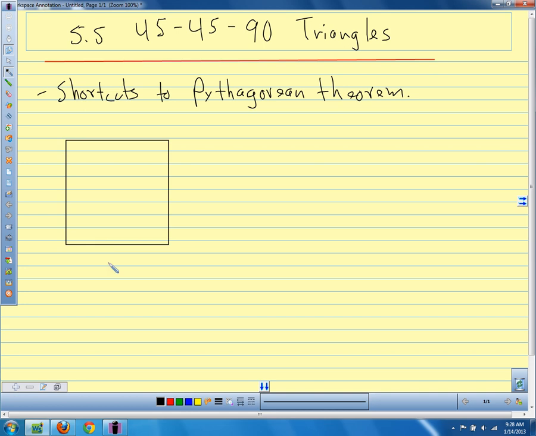So we'll start with saying that the side length of this square is 1 and 1. So that's a 90-degree angle. If I draw in the diagonal of this square, like so, what does that do to these two 90-degree angles? What does the diagonal do to those 90-degree angles? Bisects it or cuts it in half. So those two angles are going to be 45 degrees. So this triangle is what we call a 45, 45, 90 triangle.